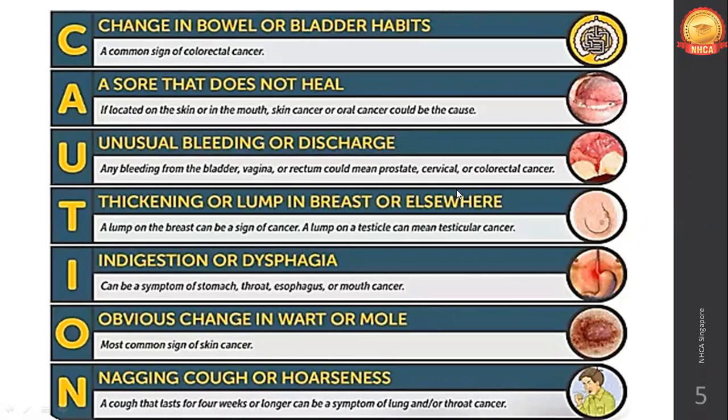Or while passing your excreta from the rectum, there is a bleeding, that could be prostate or colorectal cancer. And T stands for thickening or lump in the breast or anywhere else, because thickening will definitely happen because of cell differentiation, that is, one cell will convert into two, will divide into four, will divide into eight. That is cell differentiation. So cell differentiation takes place at a very rapid pace when it is a cancerous cell. When it is a cancerous cell, cells will differentiate at a very rapid pace. So that area will become thicker.